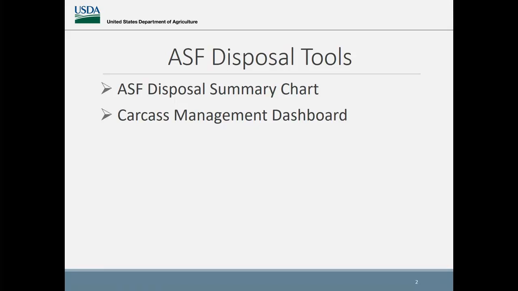I also want to talk to you about the Carcass Management Dashboard, which is intended to help folks come up with a site-specific disposal plan. And also that dashboard, that website has all of the articles, reports, and documents that we've generated over the past 10 years or so to improve our capabilities.